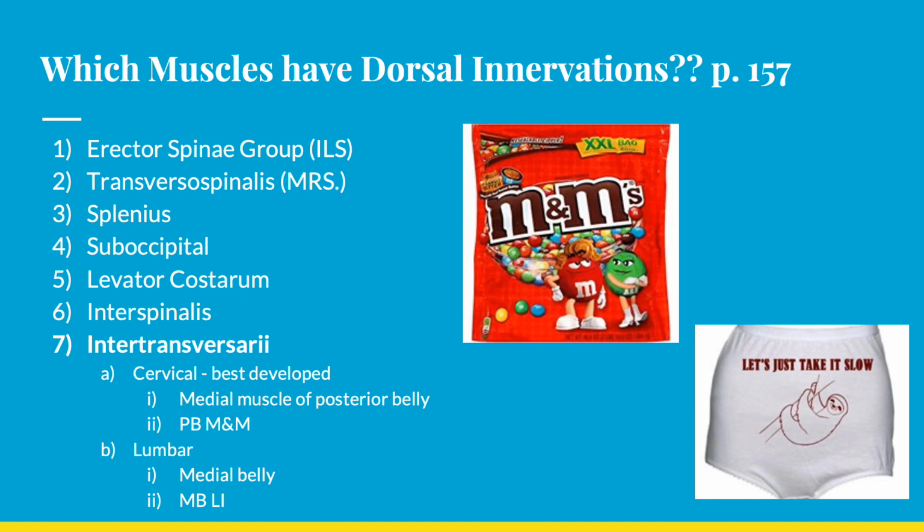So we said for the cervical intertransversarii, remember peanut butter M&Ms: posterior belly of the medial muscle. And then for the lumbars, the mnemonic is man bod lacy intimates or man bust lacy intimates, whichever way is burned into your memory. You do you. So it's the medial belly of the lumbar intertransversarii that has dorsal innervations.